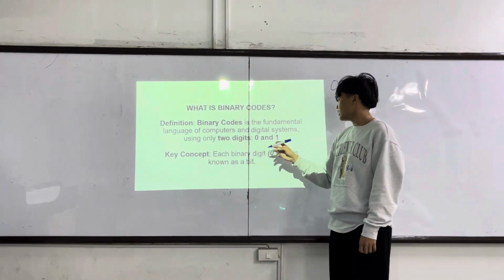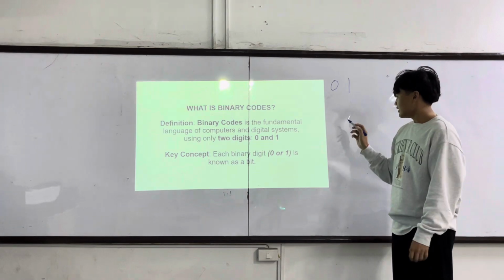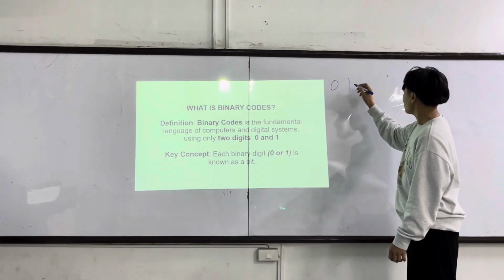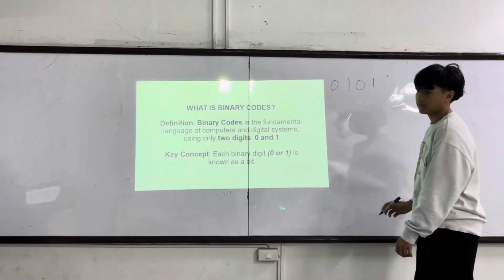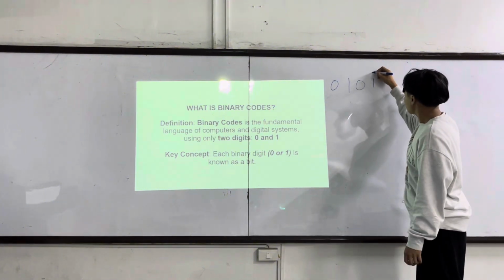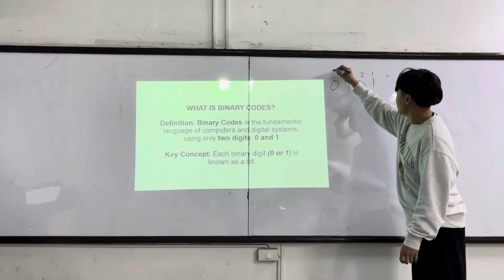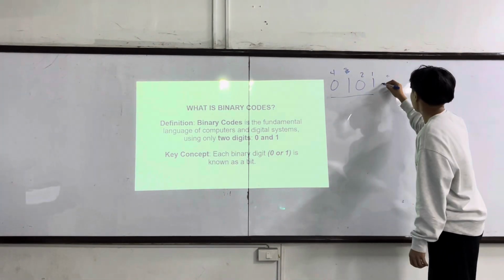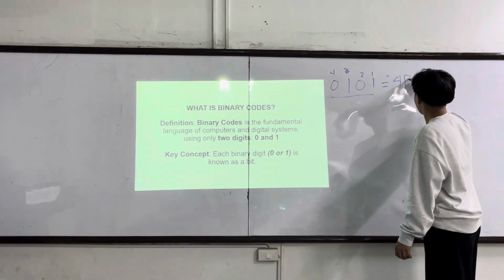The key concept is that each binary digit, 0 or 1, is known as a bit. For example, 0, 1, 0, 1. Each digit is 1, 2, 3, 4. So this example is known as 4 bits.